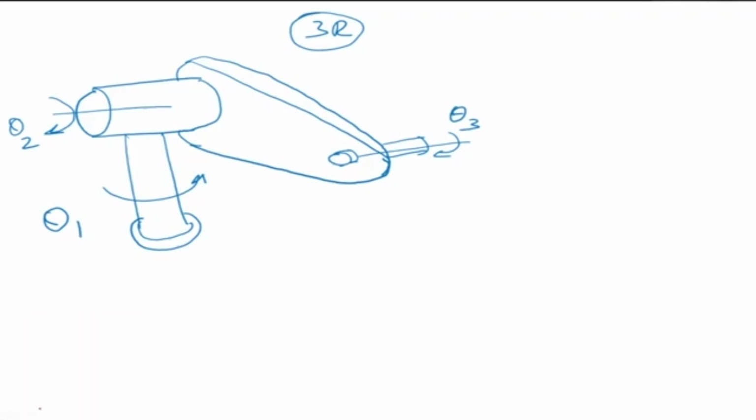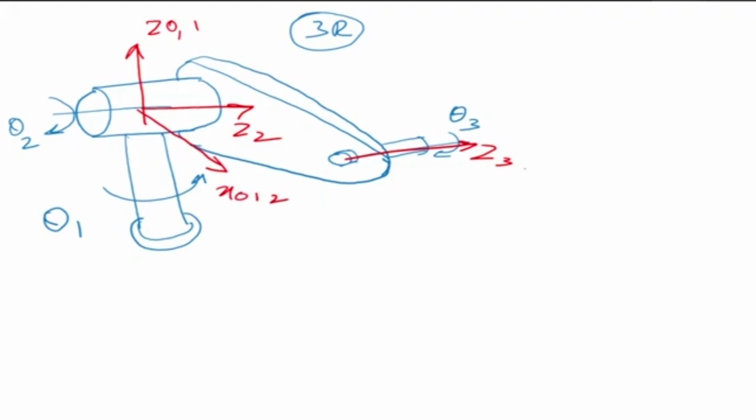So let us assign the axes. The first axis is here, Z0, Z1, Z2 is here, and Z3 is here. That's my Z3 axis. Then X: now we see that Z1 and Z2 are intersecting, so we have to be careful that for intersecting axes, the X axis points out of the plane. So it's X0, X1, and X2. This one is X3. Okay, so we have put in our axes.